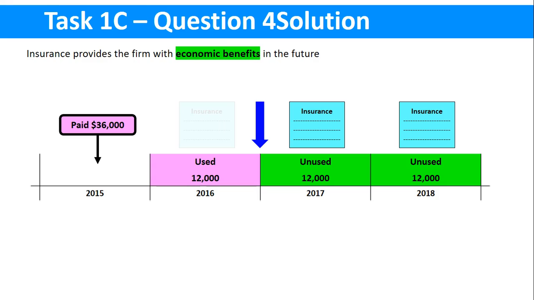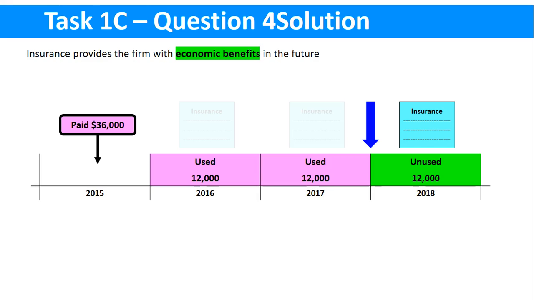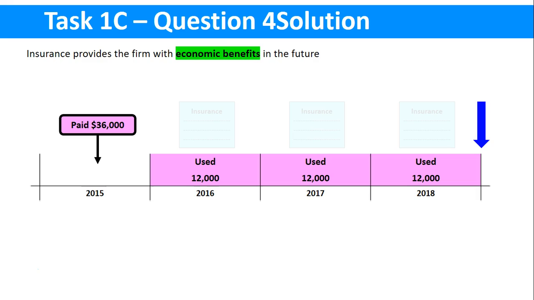What would then happen is after 1 year goes by, we would have consumed or used $12,000 or 1/3 of those economic benefits, and that would leave the final 2 years of economic benefits unused. As we go through to the end of 2017, we'd have used up another year's worth, leaving just $12,000 unused at the end. And finally, by the time this policy is over at the end of 2018, all of those economic benefits from the insurance are over.